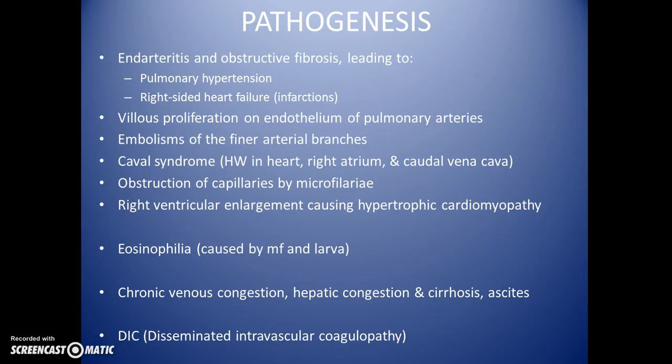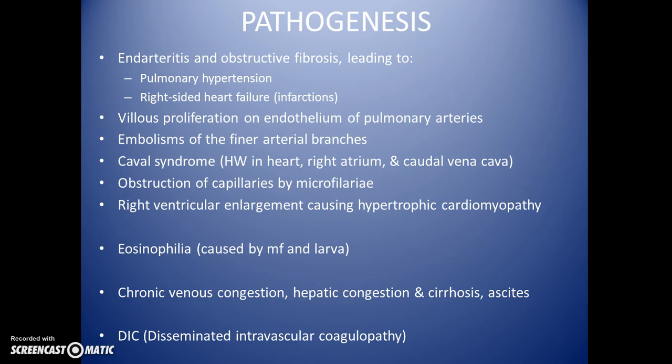So, pathogenesis. Obviously, heartworm can cause a lot of problems. I'm going to let you look through this, and if you need to look anything up on your own, I encourage you to do so. Mainly pulmonary hypertension and right-sided heart failure. We have embolisms, which are moving blood clots of the finer arterial branches. Caval syndrome, and obstruction of the capillaries, the very tiny, small blood vessels, which can become obstructed by microfilaria. Right ventricular enlargement, causing a disease called hypertrophic cardiomyopathy.